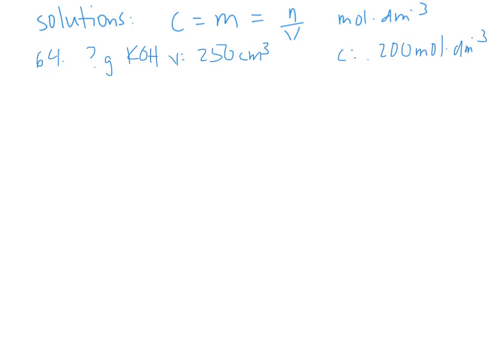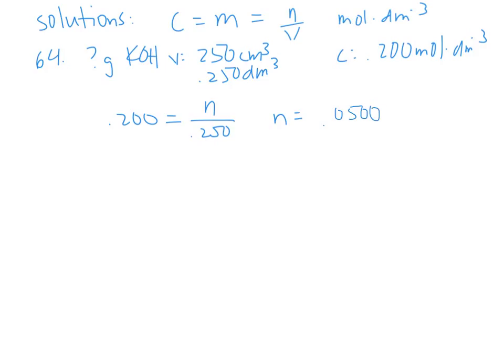So now before I can set this up, though, I need to convert either my centimeters cubed to decimeters cubed or vice versa. Centimeters cubed is probably easier to convert. It's just a simple process of dividing by 1,000 because there are 10 centimeters in a decimeter, but we've got it cubed. So this is really 0.250 decimeters cubed. So now I've got a concentration of 0.200 equal to n over 0.250. So if I solve for n, I'm going to get moles of 0.0500 moles.